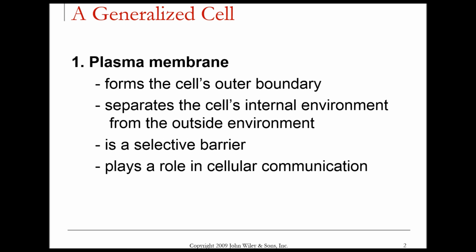It is a selective barrier. In fact, we often say that the cell membrane is selectively permeable. In addition to controlling what enters and what exits the cell, we also say that it plays a role in cellular communication. So the cell membrane will allow one cell to speak to another. We'll look in a lot more detail at these structures of the plasma membrane that allow it to accomplish these various goals.